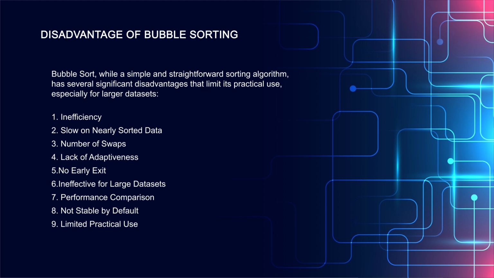The next disadvantage is limited practical use. Bubble sort is mainly used for educational purposes, simple coding exercises and scenarios where performance is not a concern. In summary, bubble sort's inefficiency and lack of adaptiveness make it impractical for most real world applications, especially when dealing with larger data sets. It is important to consider more efficient sorting algorithms for sorting tasks that require good performance and scalability.